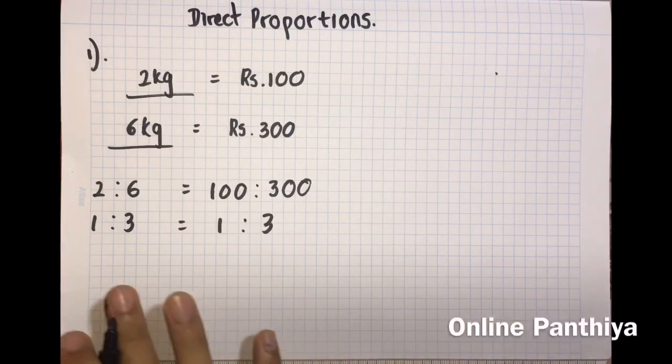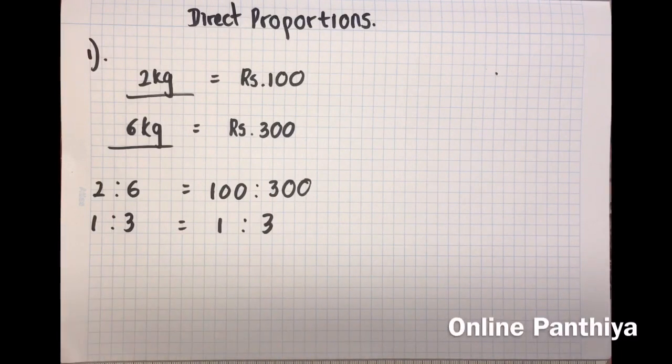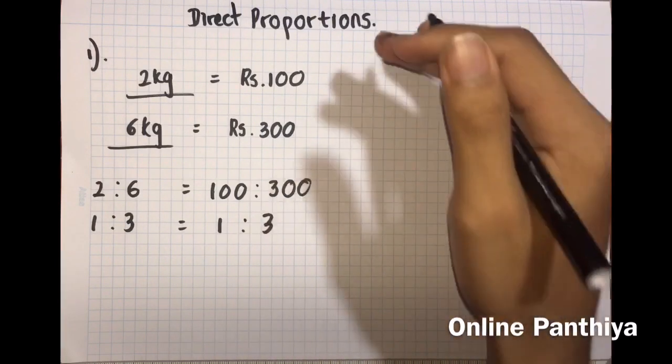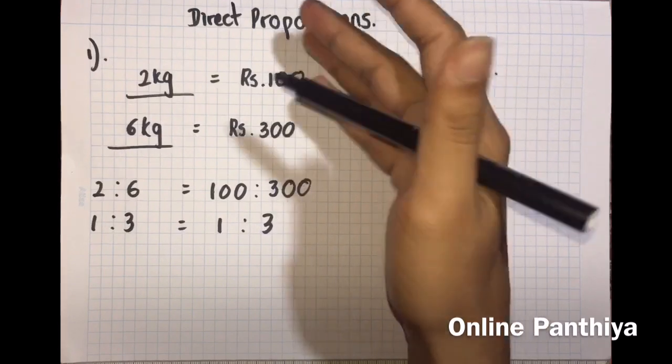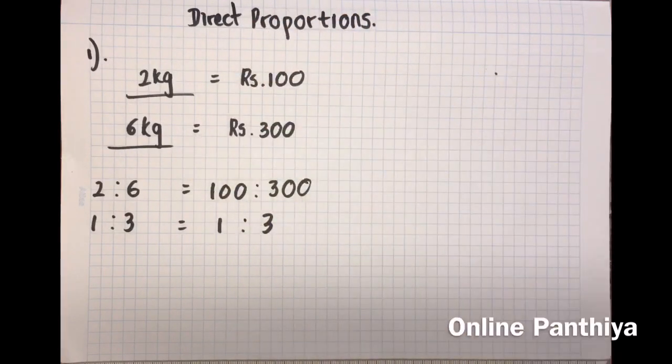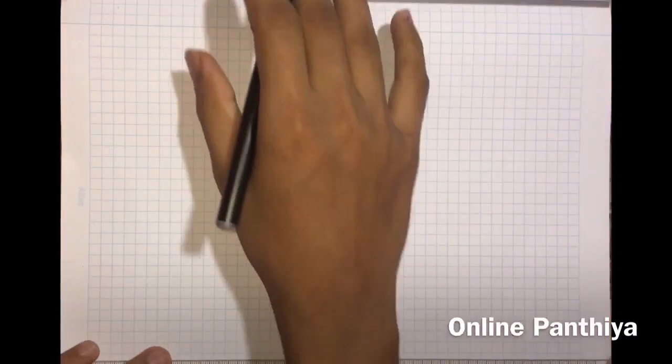Now since the ratios of both are equal, you call these types of questions proportions. If the ratios of two quantities are equal, you call it proportion. Now there is something to do with direct proportion. Direct means something that is involved directly. You will understand the meaning of direct proportion when I do the next example. We'll move on to a new example.